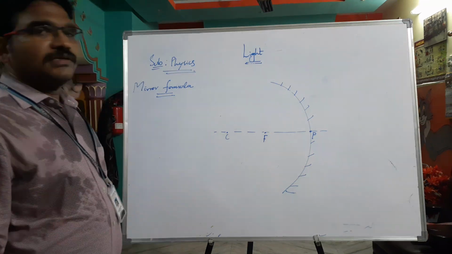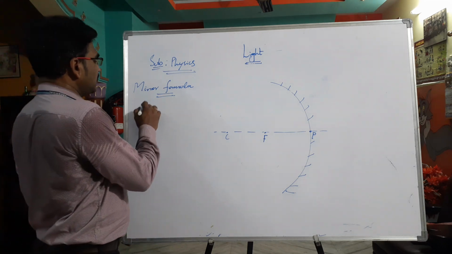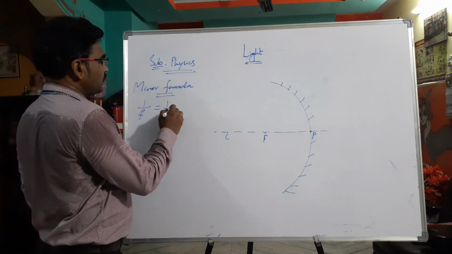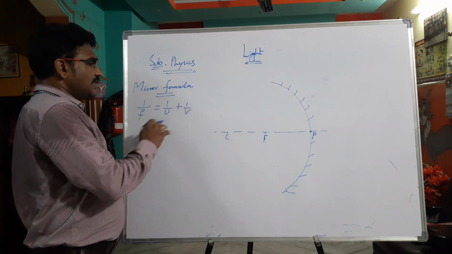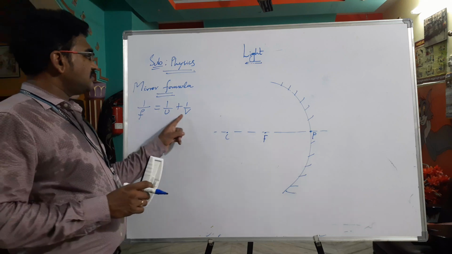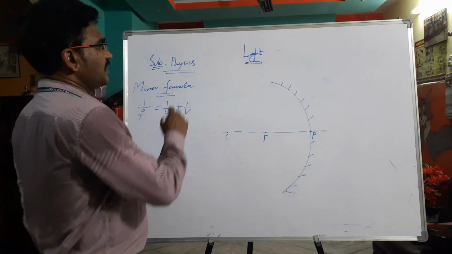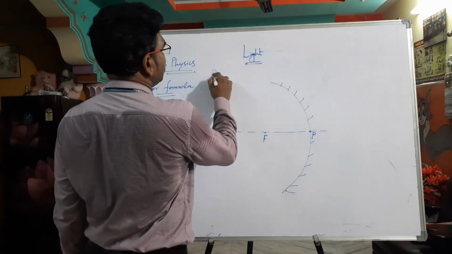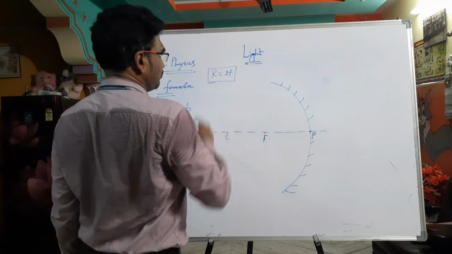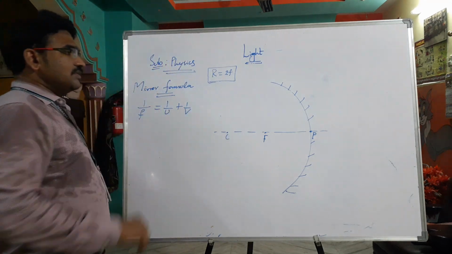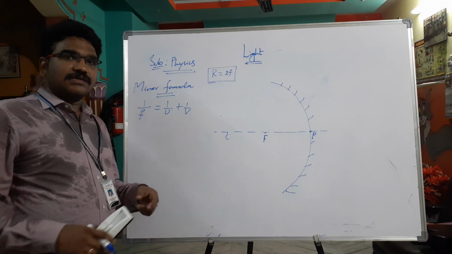Dear students, in the previous class we have discussed the mirror formula, that is 1 by f is equal to 1 by u plus 1 by v. So there is a relation between the object distance, image distance and focal length. Of course, focal length is related to the radius of curvature as r is equal to 2f, that is f is equal to r by 2. So this is the relation between the object distance, image distance and the focal length.